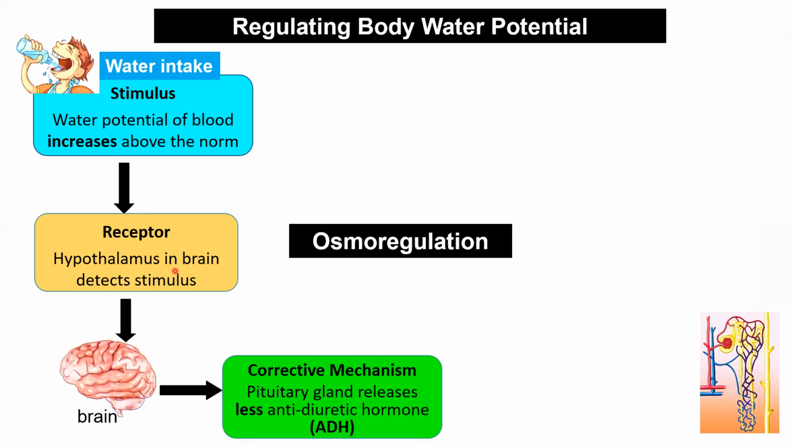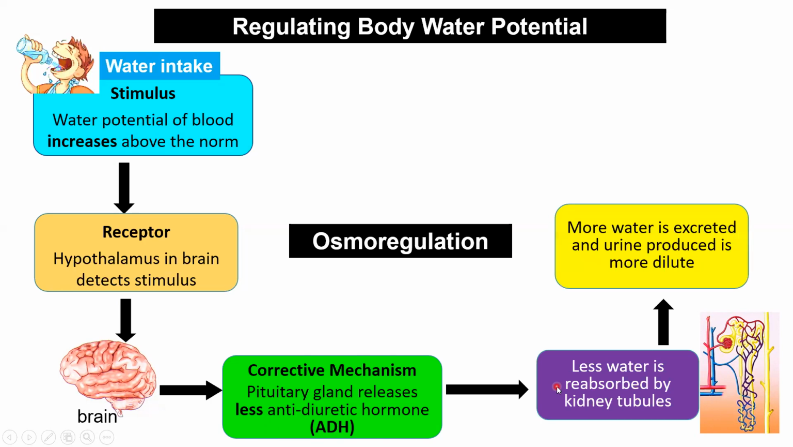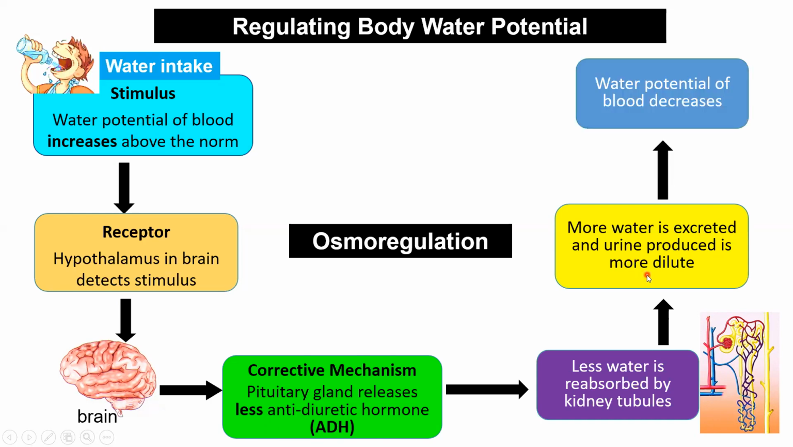The corrective mechanism related to the pituitary gland for the release of antidiuretic hormone will be initiated, and less ADH will be produced. ADH is related to the reabsorption of water in the kidney tubules, or the renal tubules of the nephron. So less water will be reabsorbed. It means that more water is going to pass out in the urine, and the urine will be more dilute. Due to this more urine production, the water potential of the blood will decrease.